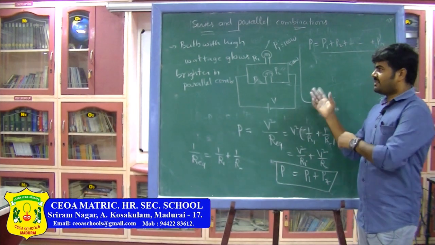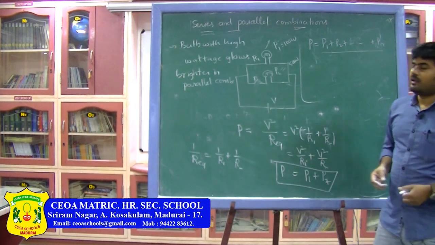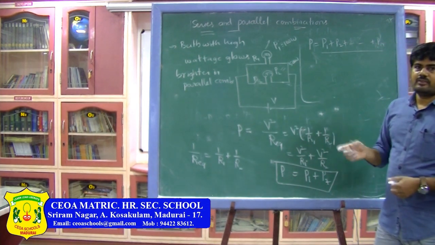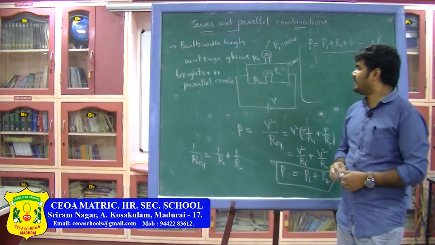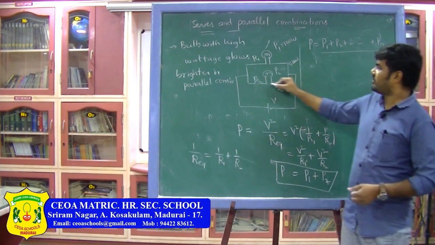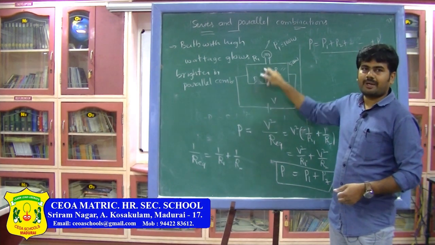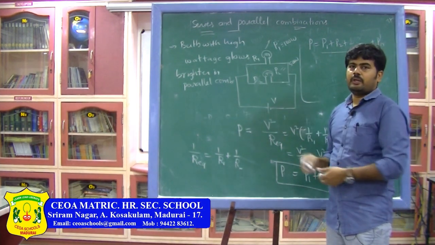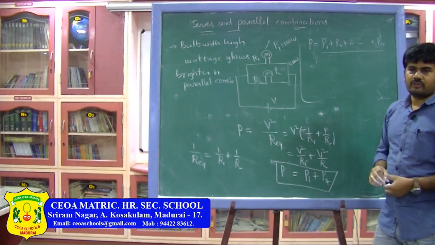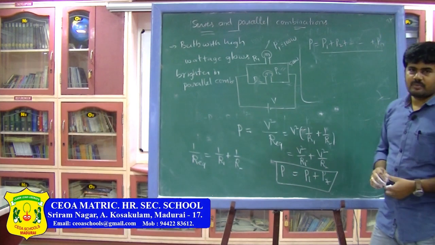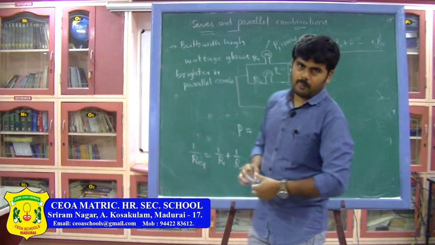We will discuss household connections and how a fuse works in further classes, and I will explain it clearly then. Just keep this in mind: if one bulb is fused in a parallel combination, the other bulbs will continue working. So that is about the parallel combination of bulbs. Our next concept is the cell.